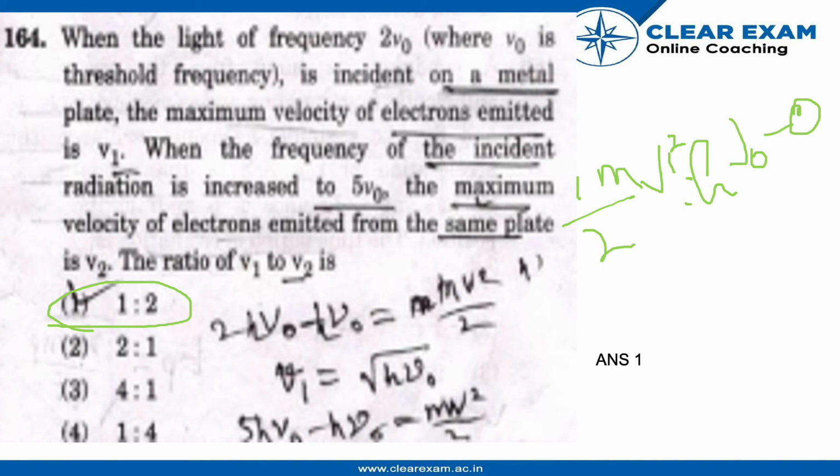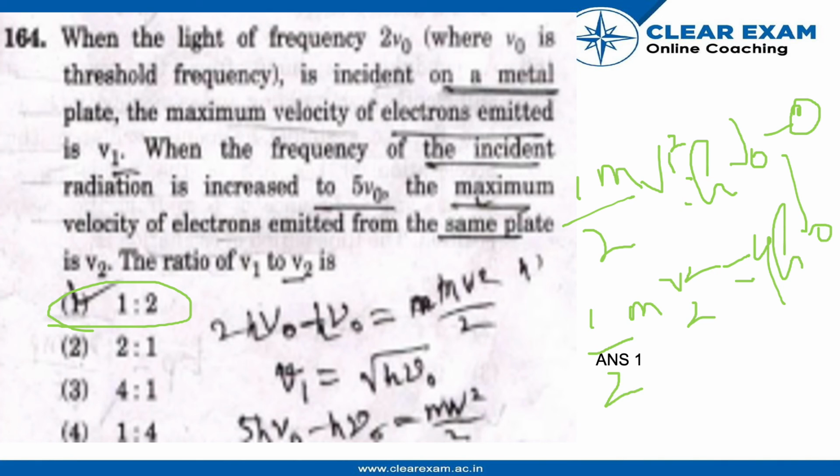and the second equation similarly we will have half mv2 squared equals 4hν0.